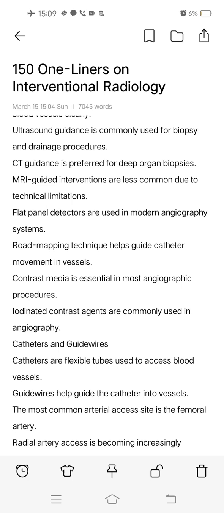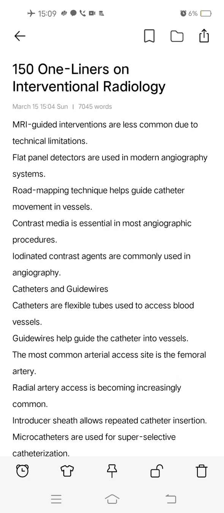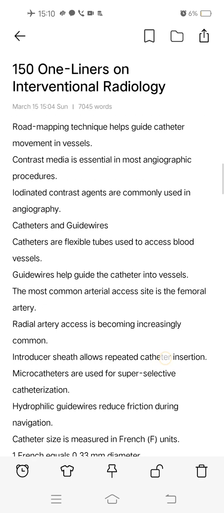Flat panel detectors are used in modern angiography systems. Road mapping technique helps guide catheter movement in vessels. Contrast media is essential in most angiographic procedures. Iodinated contrast agents are commonly used in angiography. Catheters and guidewires are used in digital subtraction angiography to insert and navigate through the blood vessels.